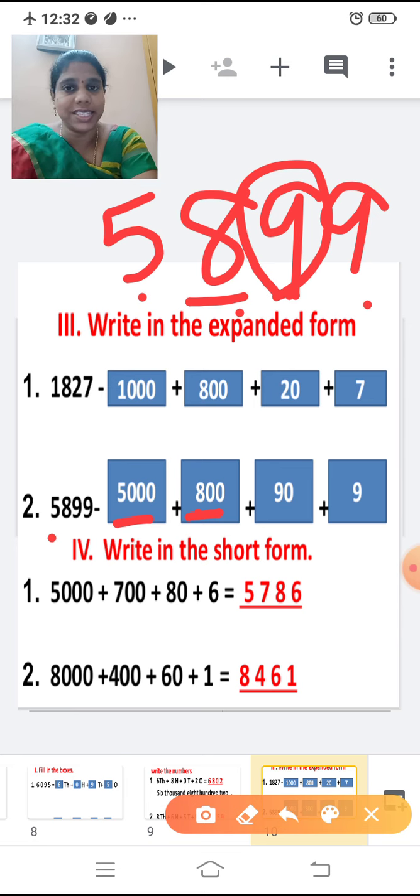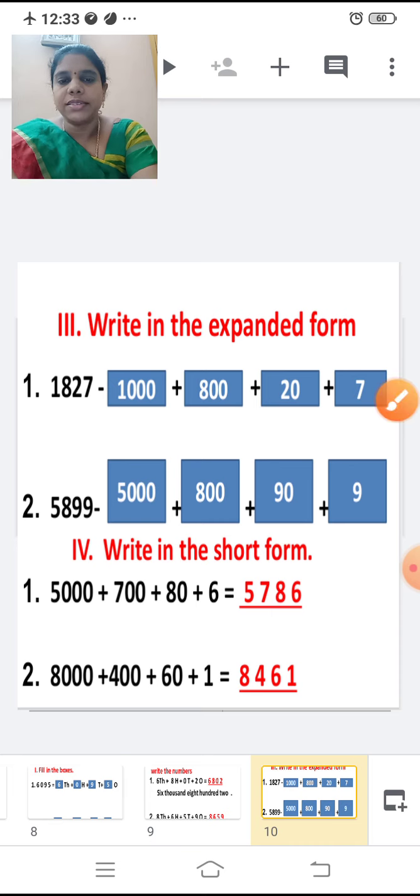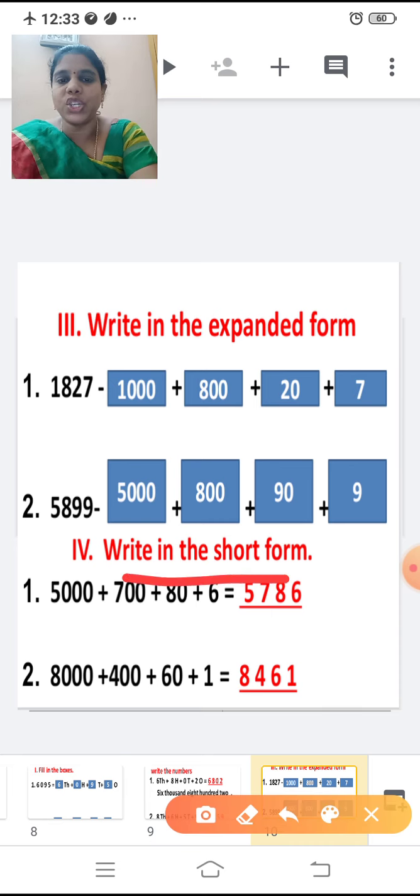9. It is in tens place. 9 into 10, 90, plus 9. It is in ones place. 9 into 1, 9. So the expanded form of the number 5899 is 5000 plus 800 plus 90 plus 9. So now we'll see how to write the short form.